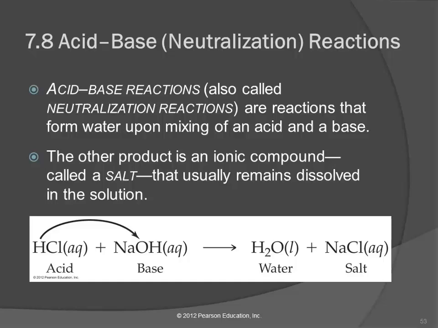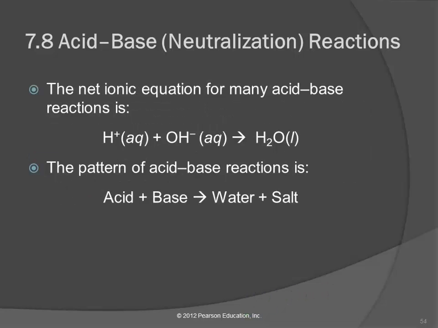We said that these were neutralization reactions, and they form water when you mix an acid and a base. The other product is called a salt, and that could be any ionic compound. So the general form here is an acid plus a base produces water and salt. The net ionic reaction for many of these is the same. Hydrogen ion plus hydroxide ion goes to water. And I'm just going to do an example of that to show you.